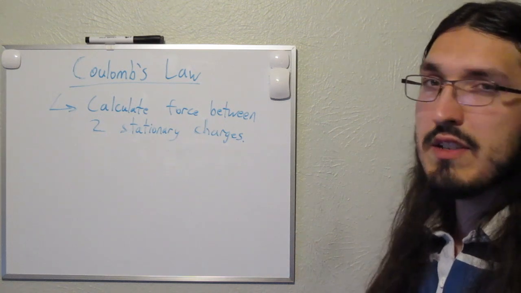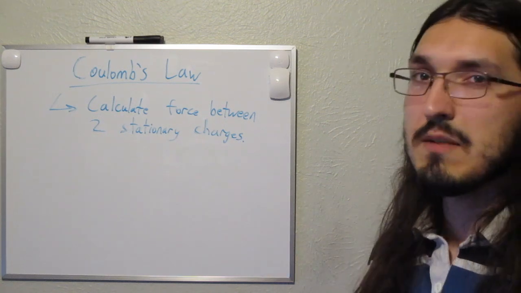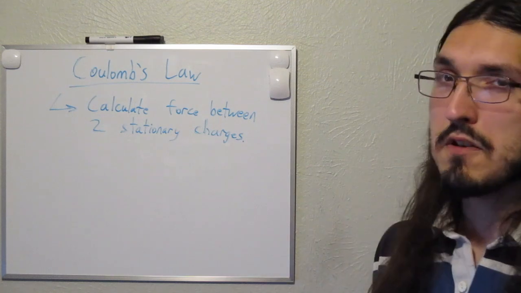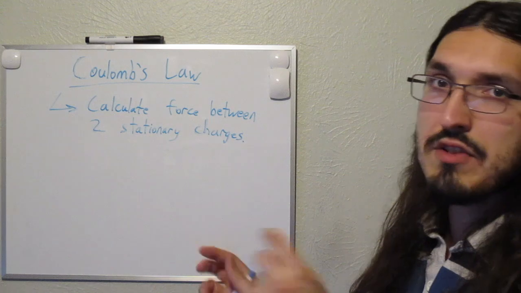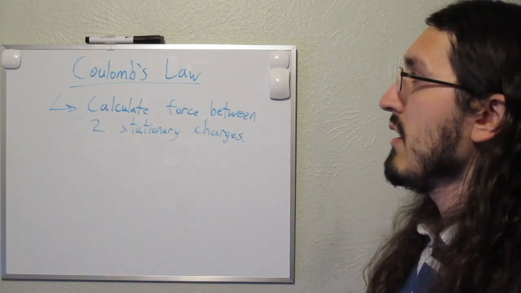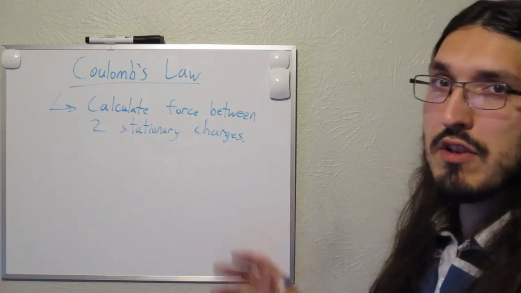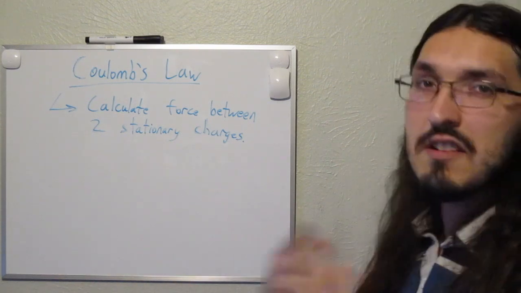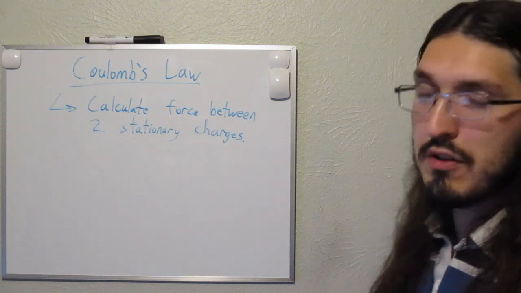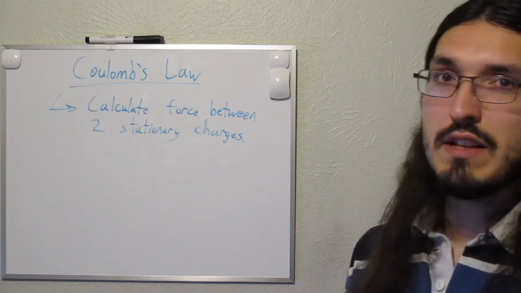Before I get into the equation, I want to discuss the variables that determine the strength of the electric force. There's two variables here: the strength of the two charges that are attracting or repelling each other, as well as the distance between those two charges. The closer they are, the stronger force they feel, and also the greater the charge, the greater the force as well. So now I'm going to show you what it looks like in the equation.